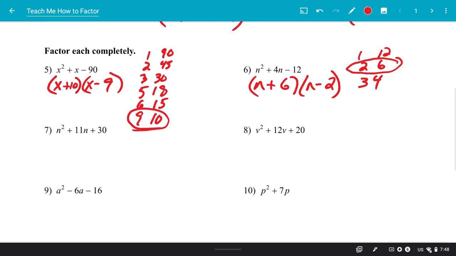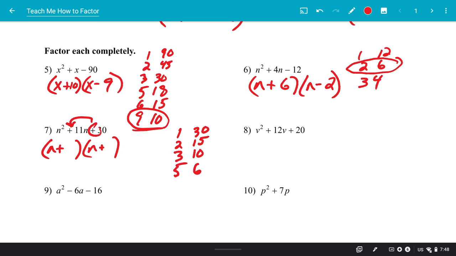Number 7. No GCF, no leading coefficient, so split in signs. Put a variable in each. Signs are the same, both positive. Factors of 30. 1 and 30. 2 and 15. 3 and 10. 4 doesn't go in. 5 and 6. Which of those come together with the same sign to get me 11? 5 and 6.